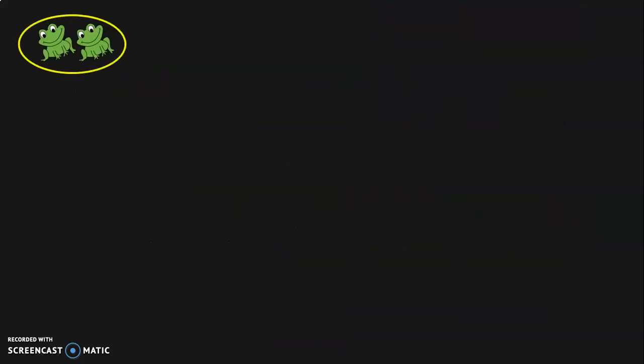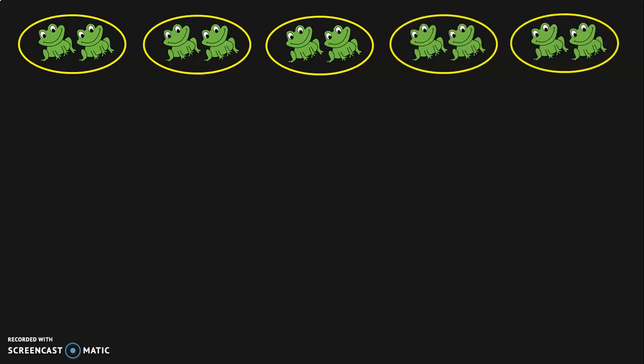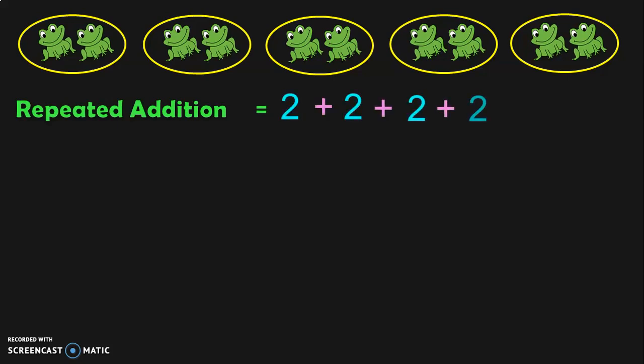Let us take another example. This is one group with 2 frogs. This is another group with 2 frogs, another group with 2 frogs, and another group with 2 frogs, and one more group with 2 frogs. Let us first do repeated addition to find the total number of frogs. 2 plus 2 plus 2 plus 2 plus 2. We are adding it 5 times because we have 5 groups. 2 plus 2 is 4, 4 plus 2 is 6, 6 plus 2 is 8, 8 plus 2 is 10. So we have 10 frogs in all.